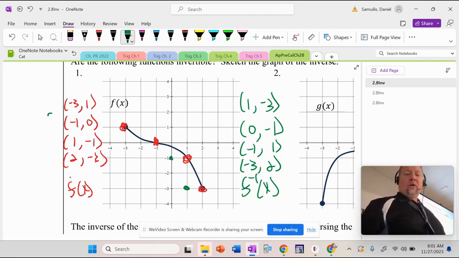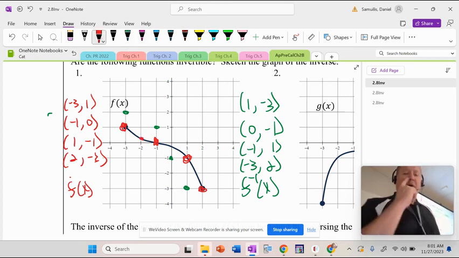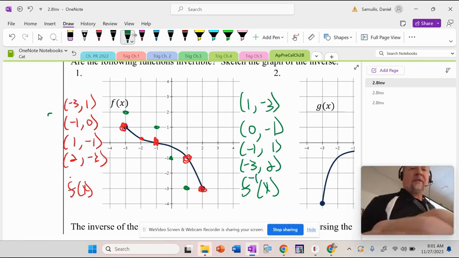-1, 1. Gonna be kind of tough. -3, 2. -3, 2 is up here. Okay. I guess I could have done one more point. Like, I'm just a little nervous here. So let's say like this is -2, comma, a quarter. All right. So then that means a quarter, comma, -2 would get me that shape right there.